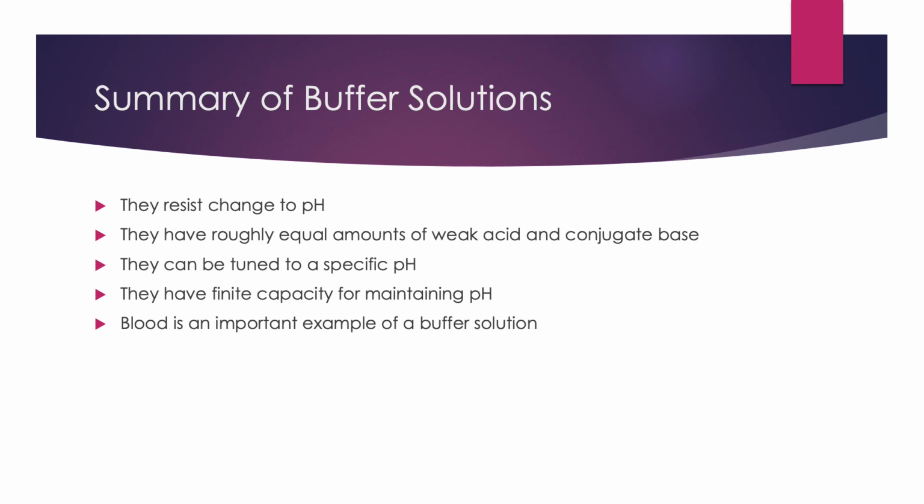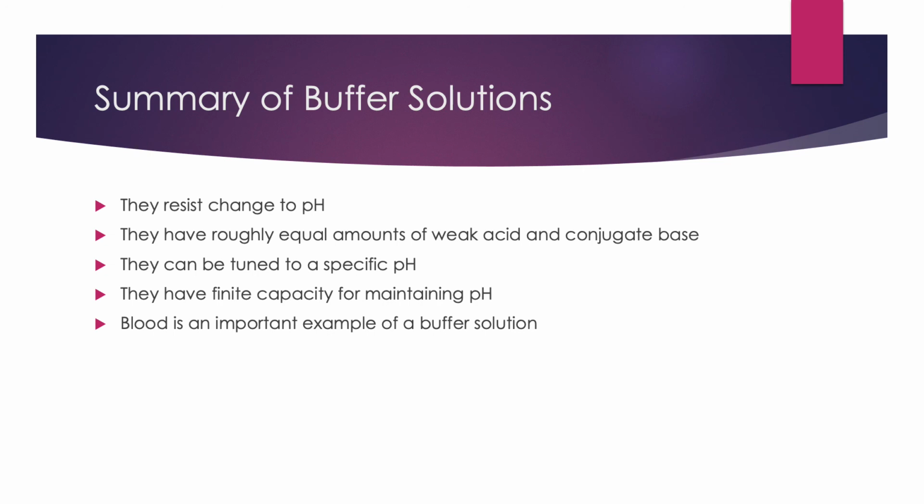So let's summarize what we know about buffer solutions. They resist change to pH. When you add a strong acid or a strong base to a buffered solution, it will not change its pH by a very great amount. Buffer solutions ideally have roughly equal amounts of weak acid and conjugate base. And I would say, generally speaking, they become less effective when you have as much as twice as much of one versus the other. They still will work, but I take that back. Probably 10 times as much is an effective limit. If you have more than 10 times as much of one relative to the other, it's probably not going to be a good buffer.